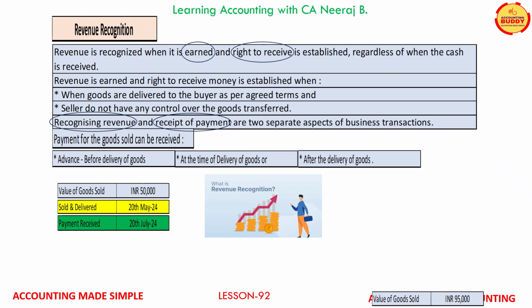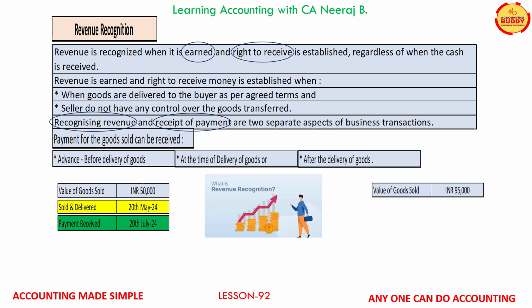Let us take another example. If the value of the goods sold is INR 95,000 and the goods are sold and delivered on 22nd of May 2024, however, the payment was received on 15th of April 2024, that is before the delivery of the goods. In this case also, the sale is recognized in the month of May 24 and therefore the revenue will be recognized on 22nd of May 2024 even if the payment was received in advance.